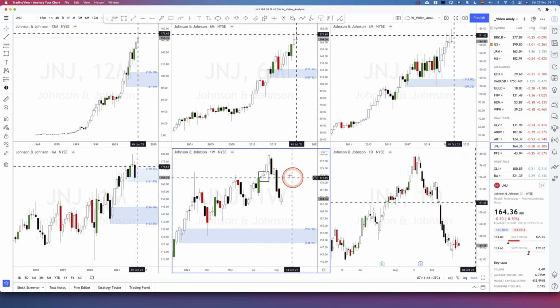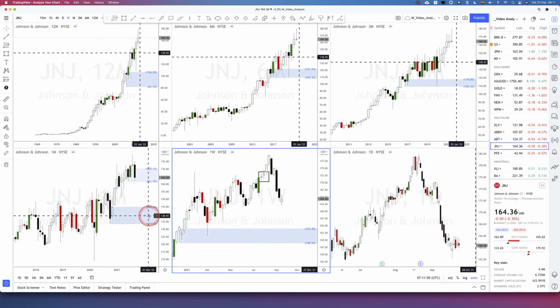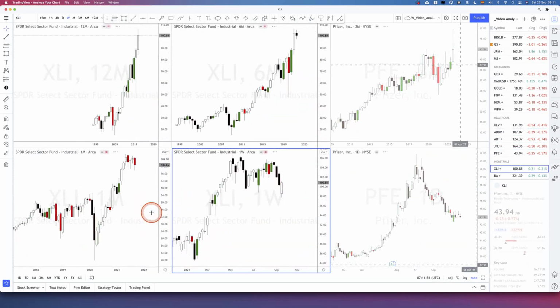Johnson & Johnson, weekly out of alignment. Weak area of demand on the monthly. No longs allowed right now, but long bias. Pfizer, trying to reach the weak area on the monthly. Let's see if that happens.